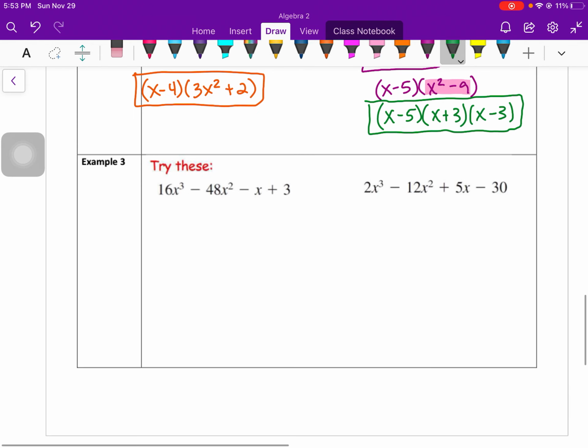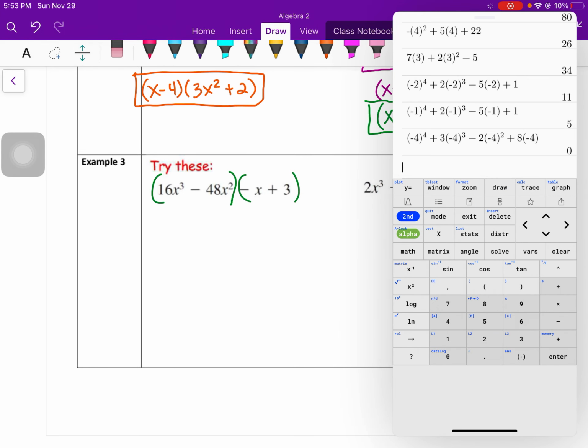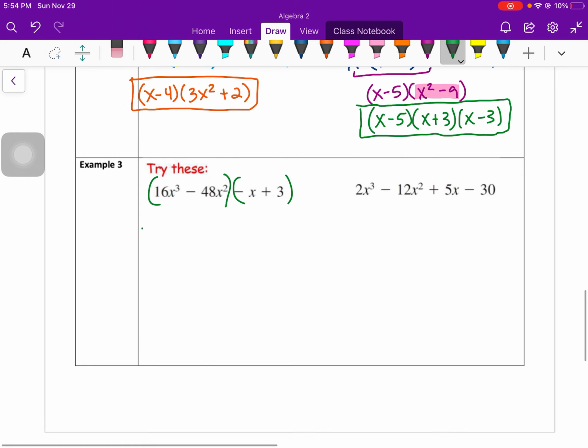A couple more just to practice with. So we're going to group our first two terms, group our second two terms, again keeping that negative inside. And I've got a 16x cubed minus 48. Let's see, does 16 go into 48? 48 divided by 16 equals 3. So I can take a 16x squared out, and I would be left with an x minus 3. So that's how 3 times 16 gives me 48.